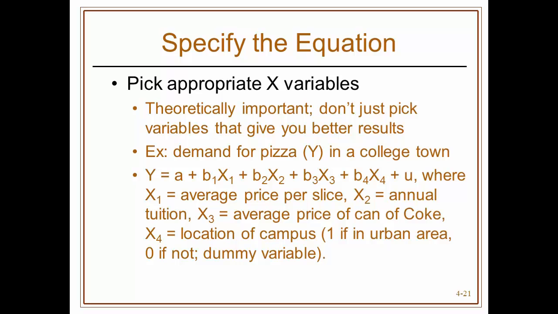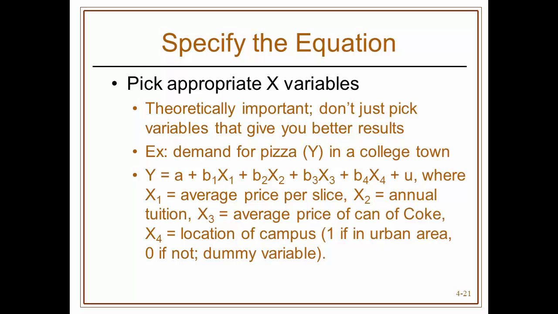I mean, the price per slice, x1, that's going to take on all sorts of different numbers. You could have $1 a slice, or $1.20 a slice, or 97 cents per slice. So the x1, the x2, and the x3 are all going to take on numbers that could be all over the place. But the x4, it's restricted to only being a 1 or a 0. We call that a dummy variable.